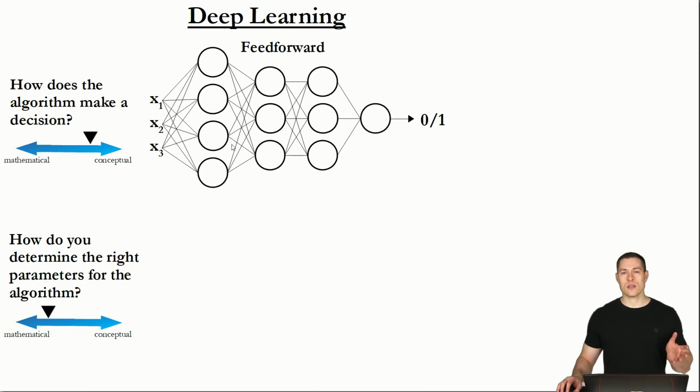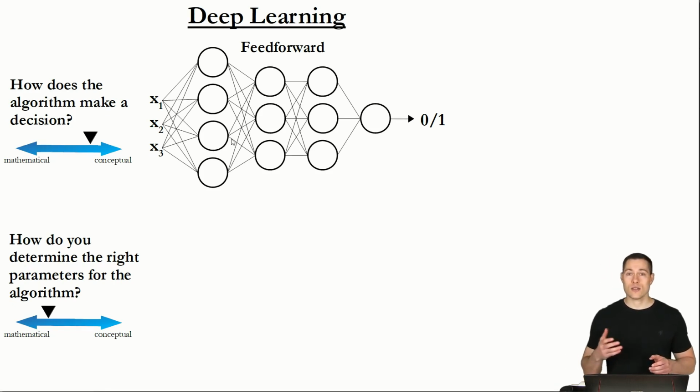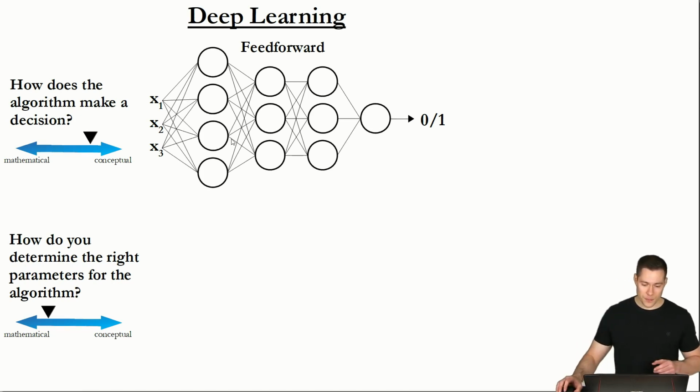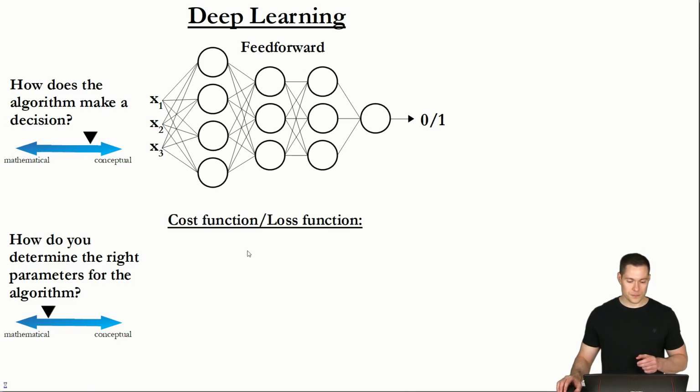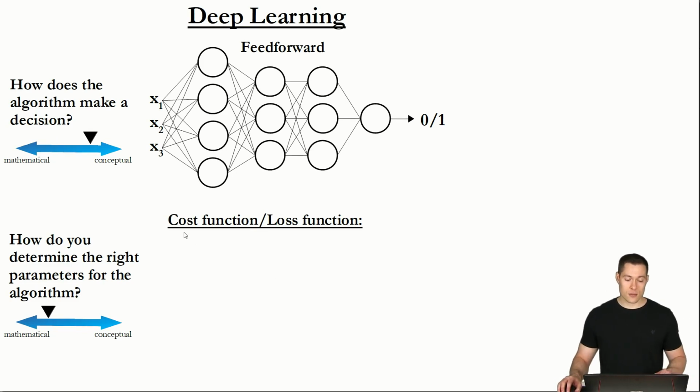Therefore, obviously, it would be helpful if we had a metric that exactly tells us in a precise and concrete way how good the neural net actually is at making predictions. And in the context of deep learning, such a metric is called a cost function or a loss function. So what we're now going to do is we're going to create such a cost function.